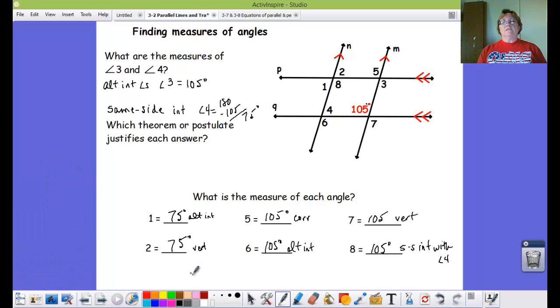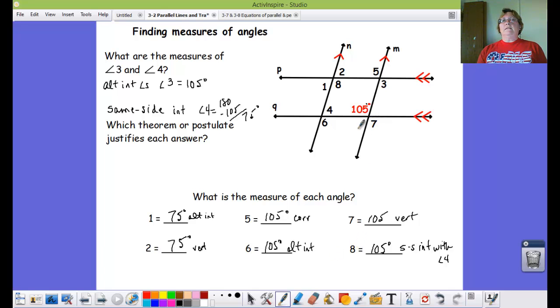Alright, here are my results along with the justification for each. Angle 2 is vertical to angle 1, so I know that it has to be 75 degrees. Angle 5 corresponds with the 105 degree angle. That means they are the same. Angle 6, alternate and interior with the 105 degree angle, so equal. Angle 7, vertical with the 105.